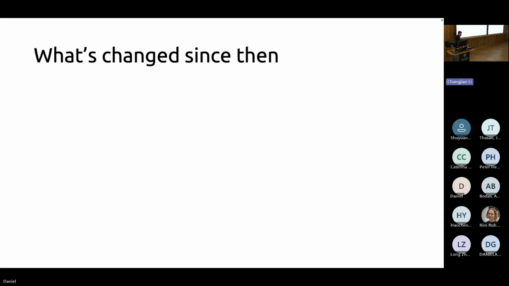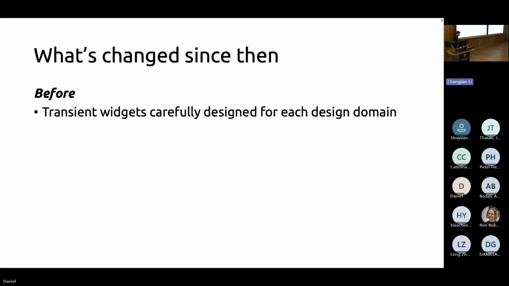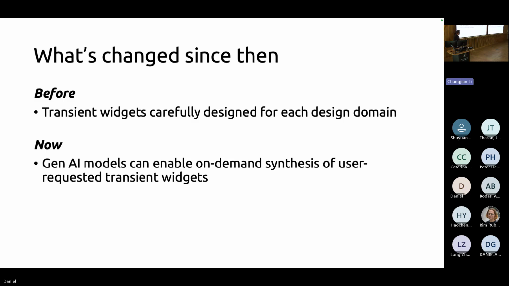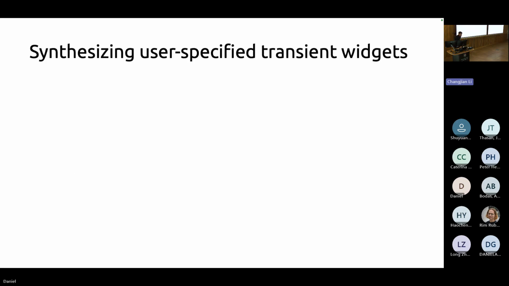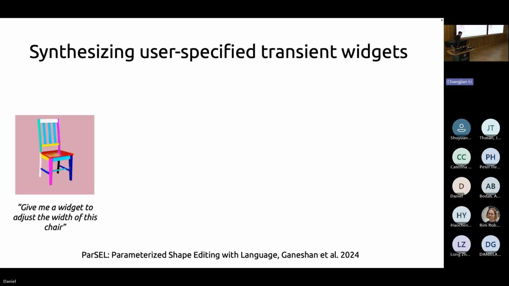So what's changed since then? At the time when this Lilicon paper came out, these transient widgets were very carefully designed for each individual design domain. It took very brilliant researchers a while to figure this out. Nowadays, in principle, these generative AI models can just do on-demand synthesis of the kinds of user-requested transient widgets you might like. So here's an example of this idea from one of my own papers.